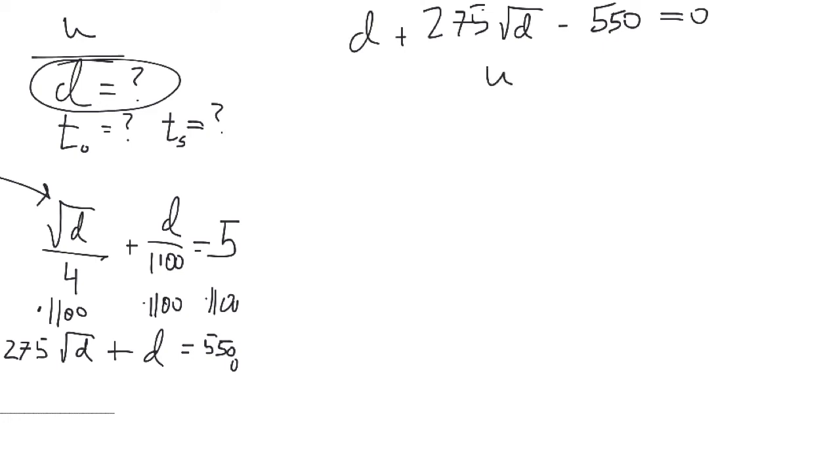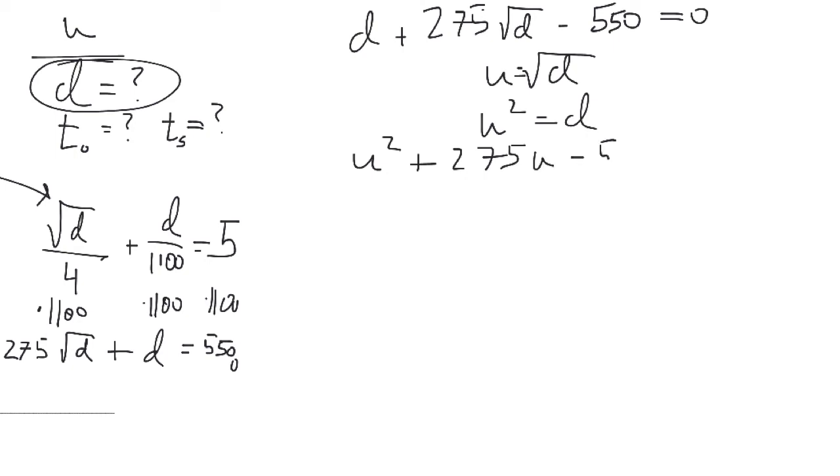Making a u substitution, u can equal the square root of d. And if we choose u to be that, then u squared would therefore have to be d. The new equation written in terms of u is u squared plus 275u minus 5500 is equal to 0. So, no way we're going to factor this one. A equals 1, B equals 275, and C equals negative 5500.